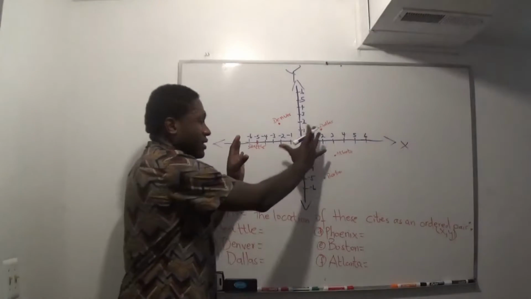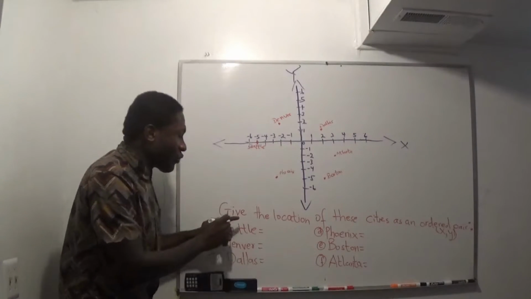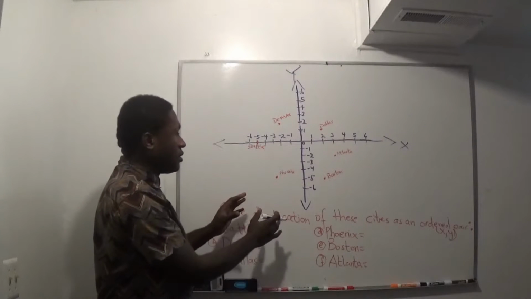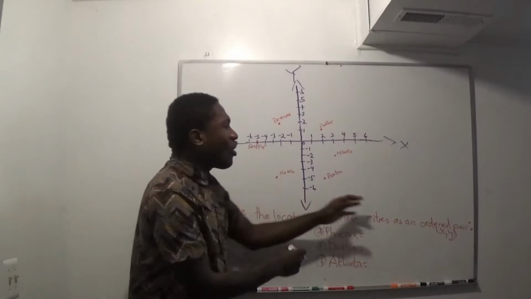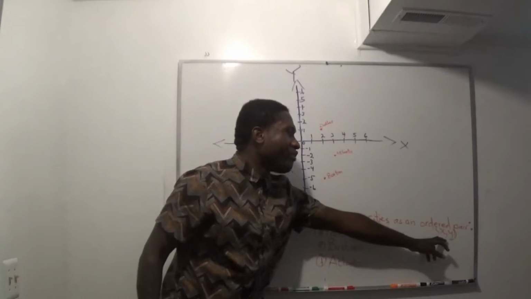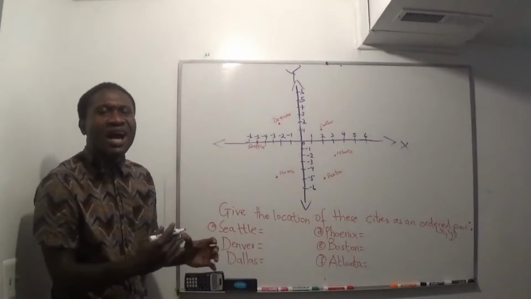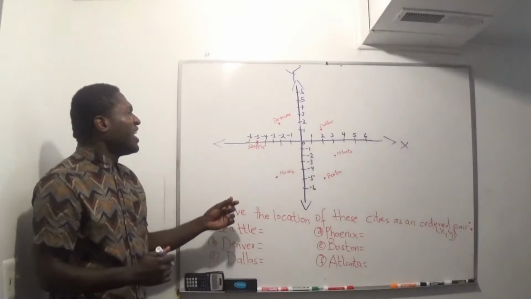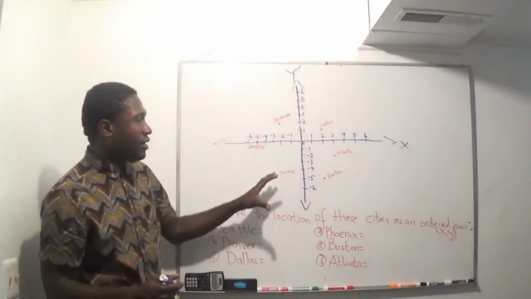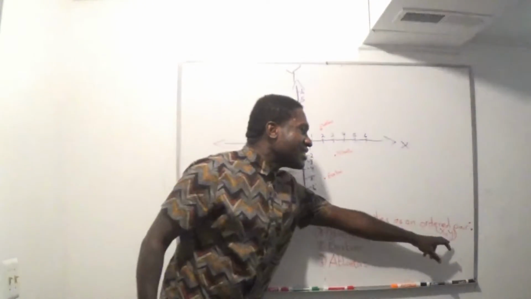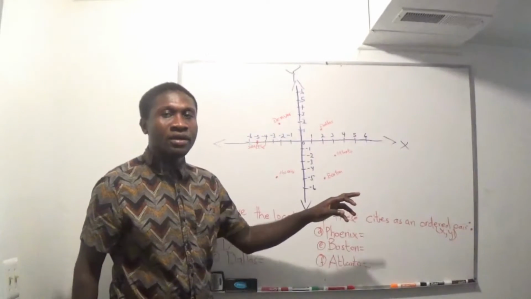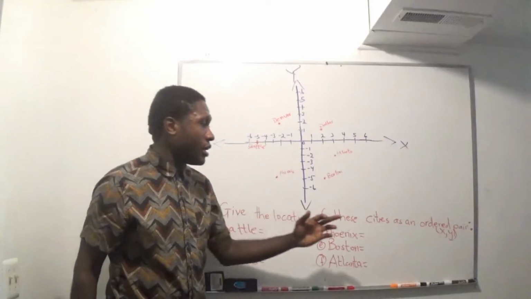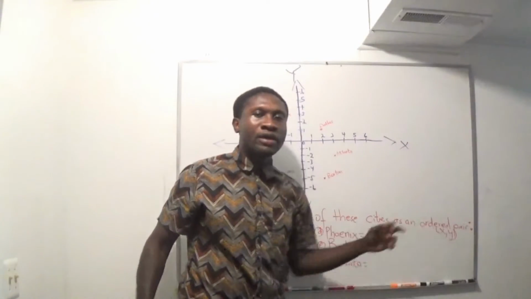So given this and being asked this question right here, that give the location of these cities as an ordered pair, and it should be in the form (X, Y), right? This is how they want you to do it. For each city that you see here, what is the X and then what is the Y? You have to be able to locate the point and know what it is. And again, it has to be in this form, (X, Y).